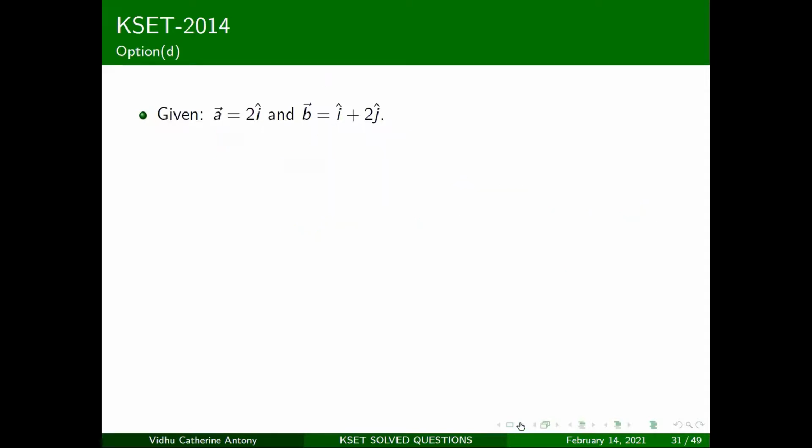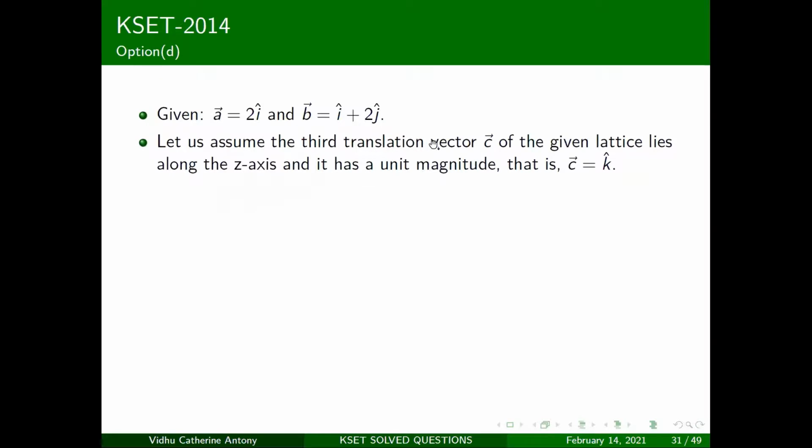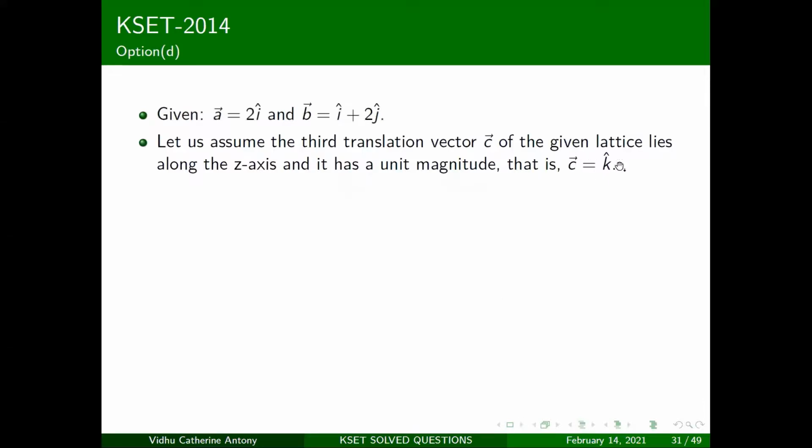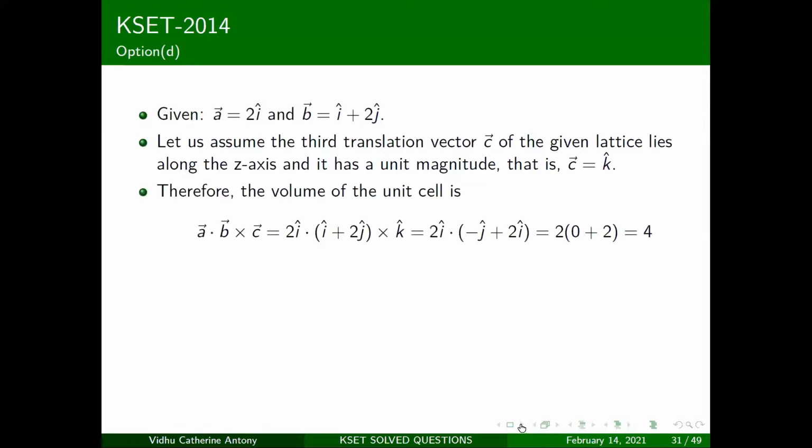Now let's go to the next line. Let us assume that the third translational vector C of the given lattice lies along the z-axis and has a unit magnitude, that is, C vector is equal to k cap. Why is that? Because in your question you had a two-dimensional lattice, so you're basically looking at the x axis and the y axis here. In order to calculate the volume, you first need to assume that the C vector, which is into the plane of paper or out of the plane of paper, is basically the k vector. Now you need to calculate the volume of the unit cell.